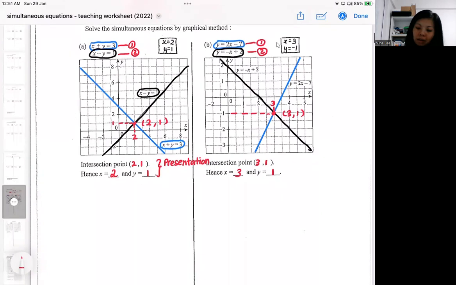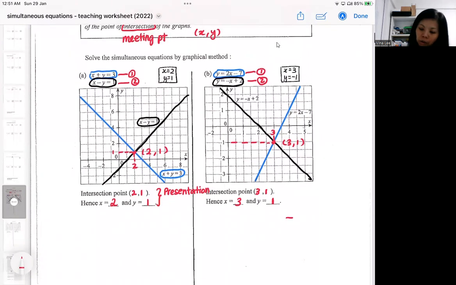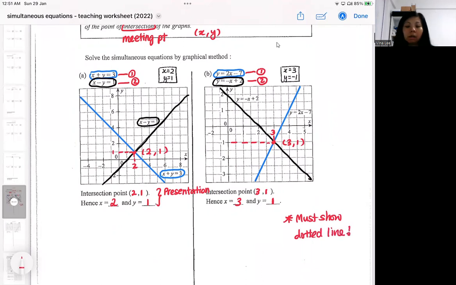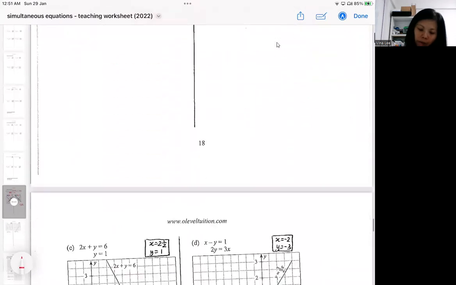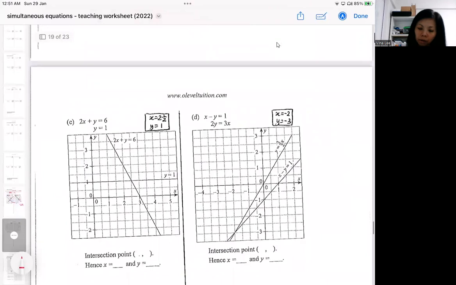Okay, so the dotted line is a must. You must show the dotted line. You've got to tell people where you get the intersection point. So you've got to do the dotted line. Okay, so let's try two more questions.